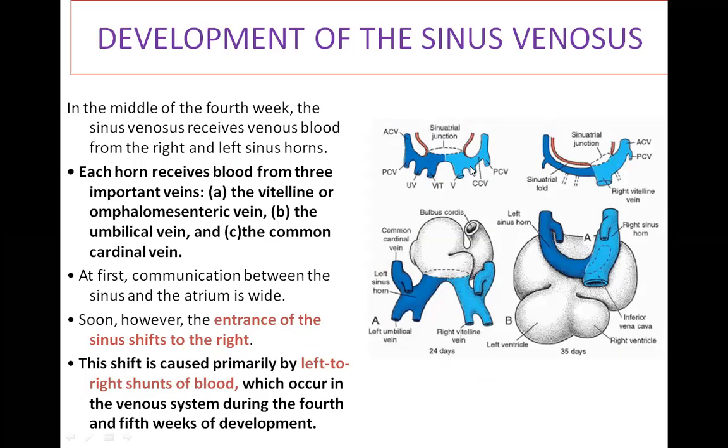ठीक है. So in the middle of the fourth week, the sinus venosus receives venous blood from the right and the left sinus horns. Now each horn has three important veins which I've told you: the vitello-intestinal or the omphalomesenteric vein, the umbilical vein, and the common cardinal vein. So at first, communication between the sinus and the atrium is wide. Soon, however, the entrance of the sinus shifts towards the right. So this shift is caused primarily by left to right shunt of the blood.